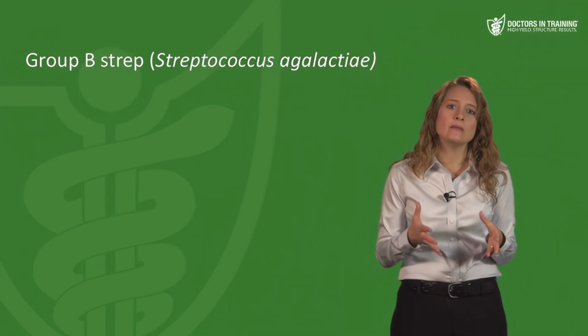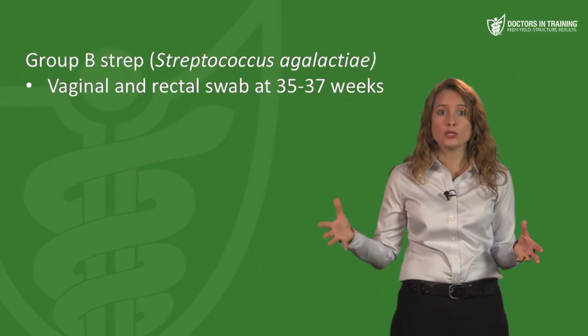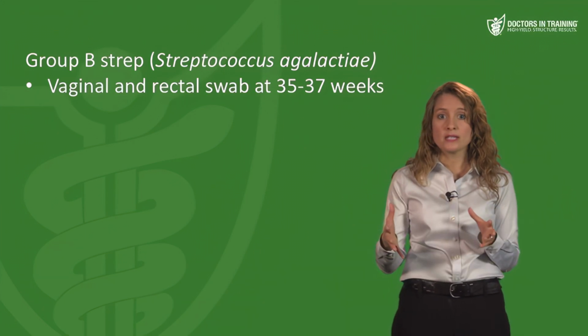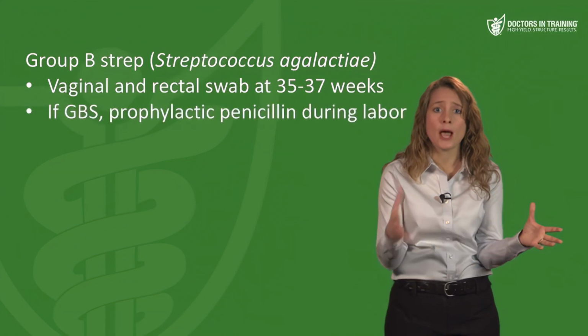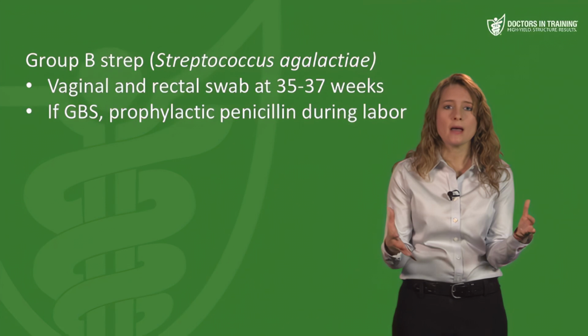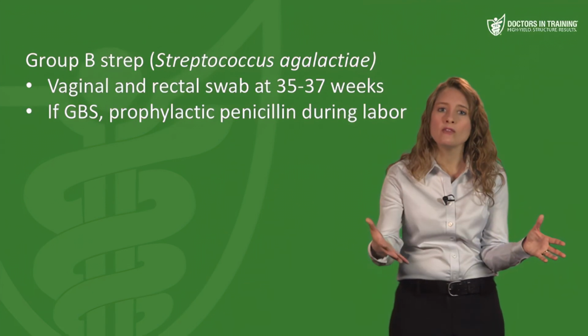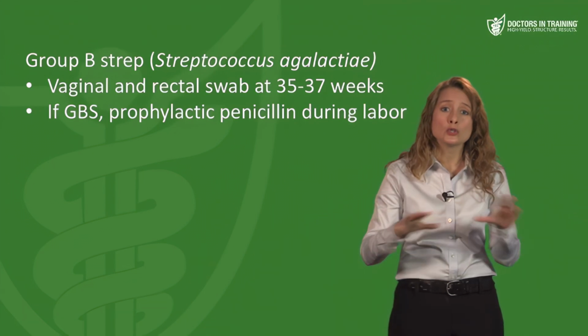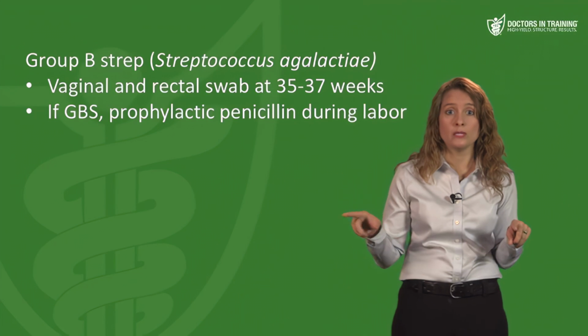The CDC recommends that obstetricians usually do a vaginal and rectal swab to detect group B strep colonization at 35 to 37 weeks gestation. If the pregnant woman is colonized in the GI or GU tract, or if she had a positive urine culture for group B strep during her pregnancy, then we give prophylactic penicillin during labor. The sole reason for doing this is to protect the infant from infection with group B strep.